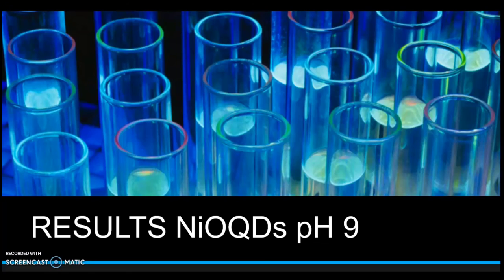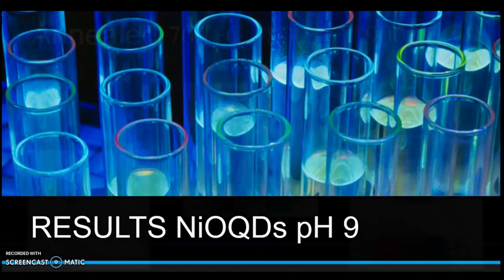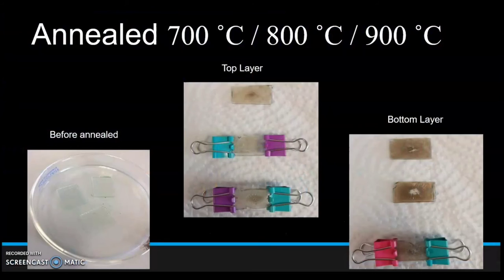So this is the result for the nickel oxide quantum dot for lab experiment analysis at pH 9. This is what it looks like before anneal and after anneal at temperatures of 700, 800 and 900 degrees Celsius. So we do the annealing for the top layer and bottom layer.